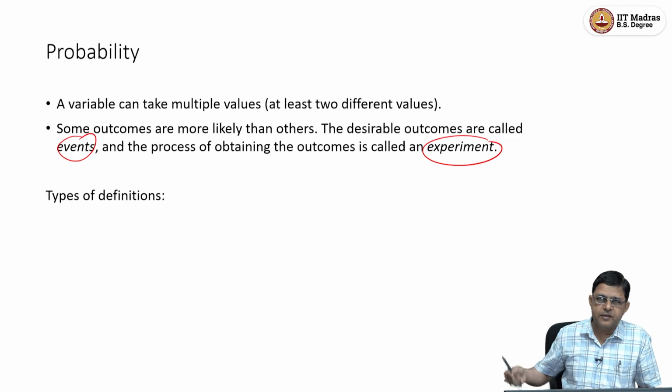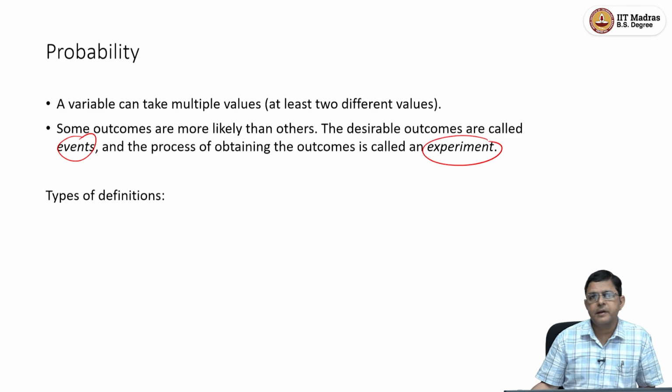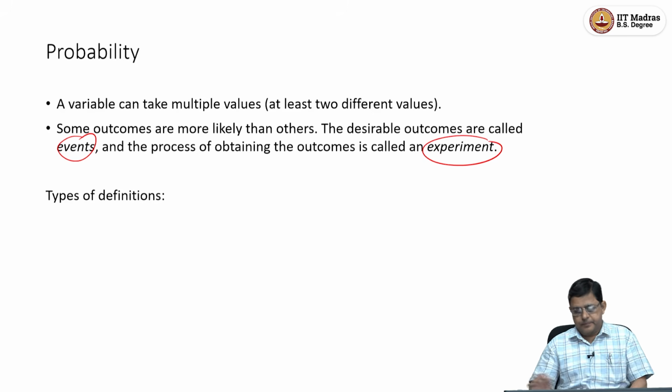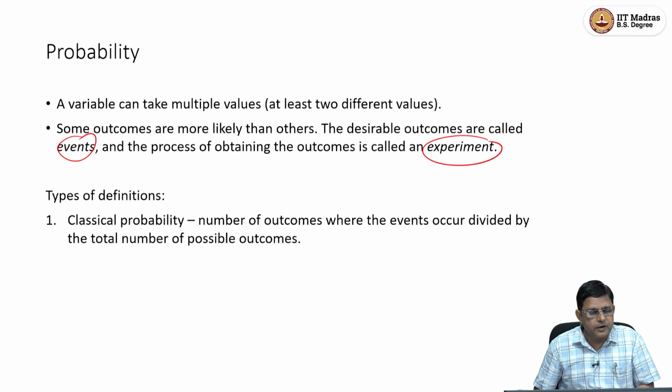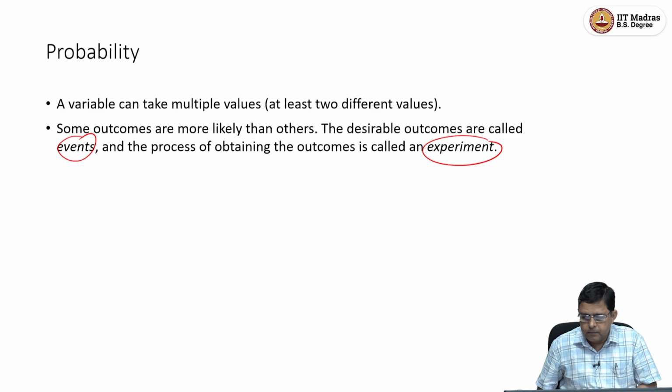So probability is generally defined, in my opinion, in three possible ways. The first probability is what is called classical probability: number of outcomes divided by the total number of possible outcomes.